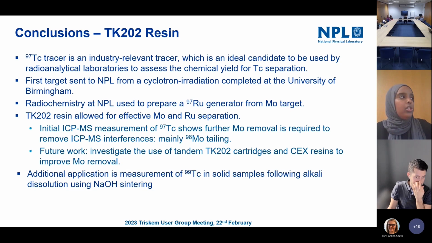Another advantage of TK202 generally is the fact that, unlike TK201, you're able to load your sample in alkali conditions. So it's also something that can be used in environmental monitoring samples that are of interest if you're looking to use a method where you're interested in loading directly under alkali conditions. So that's also another advantage of the resin.